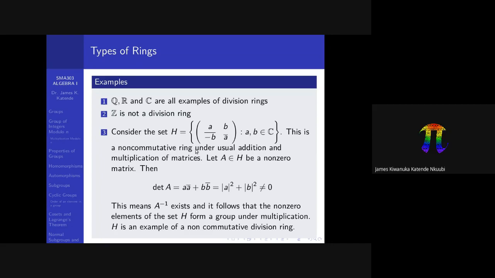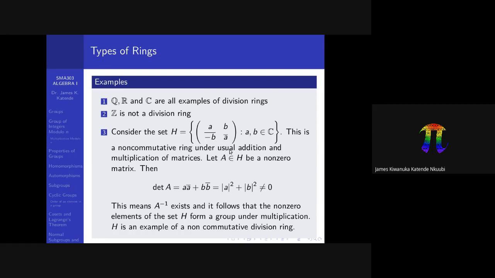Okay, so you can check that this is a ring under the usual addition and multiplication of matrices. Any pair of matrices you pick in here, if you add them, you'll get another matrix that is in the same set H, and so on. You can check that this is an abelian group under matrix addition, and check that it's closed under matrix multiplication. And we know that matrix multiplication is associative, and also distributive over matrix addition. So this will form a ring.